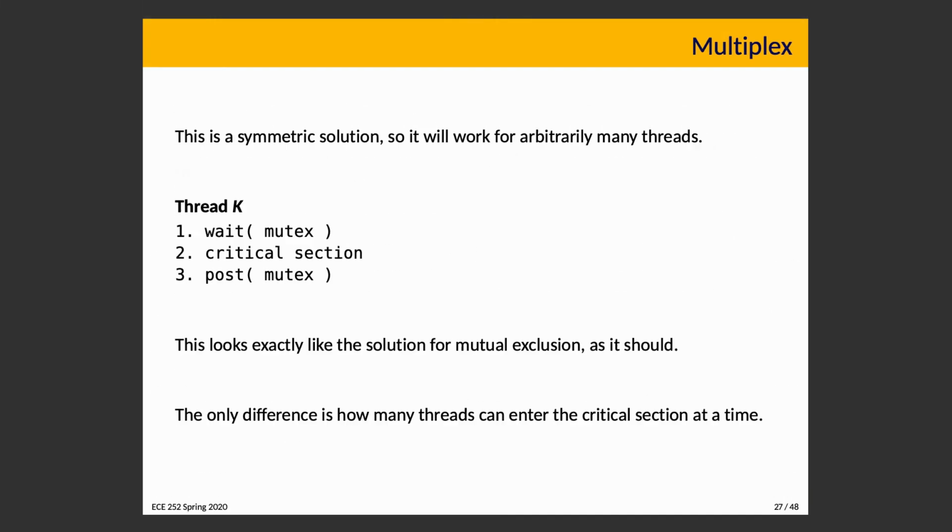Now, to show you the pseudocode for the multiplex, it's just this. It is exactly the same as the regular mutual exclusion, and it works for arbitrarily many threads because it is a symmetric solution, as expected.